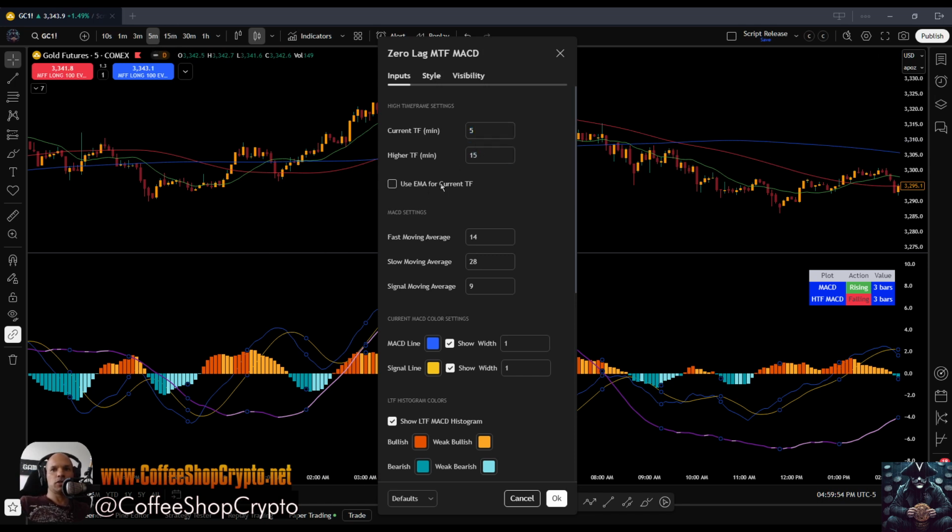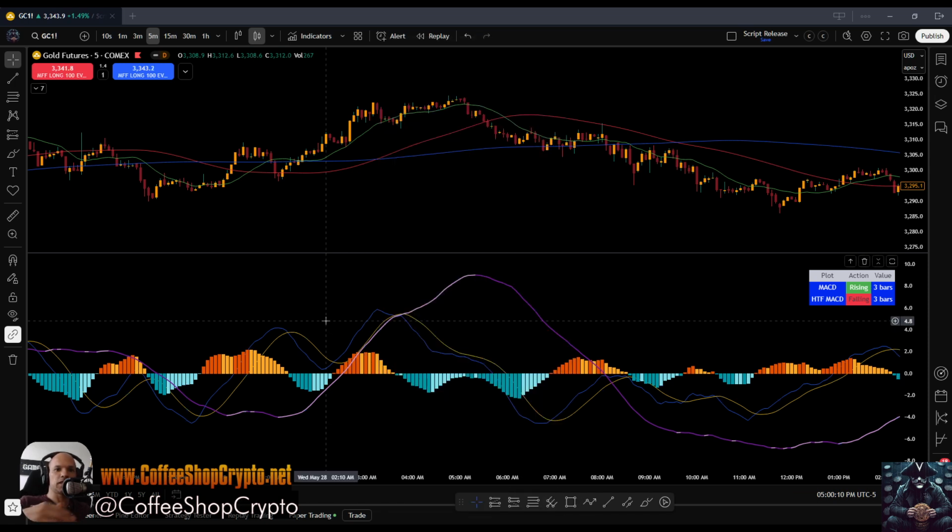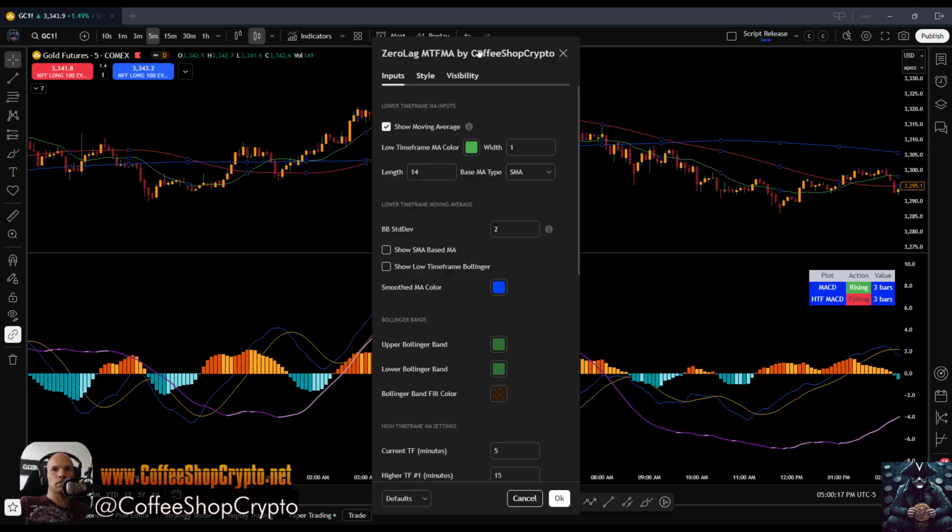Now you can use an EMA if you want to, but it only works on the current low time frame MACD. It will not change your high time frame MACD to an EMA. There's limitations to the calculation of EMA. So I'm using a 14, 28. Why? Because I like using a 14. I always keep my RSI on my chart, and I'm using it with the zero lag multi-time frame moving average.